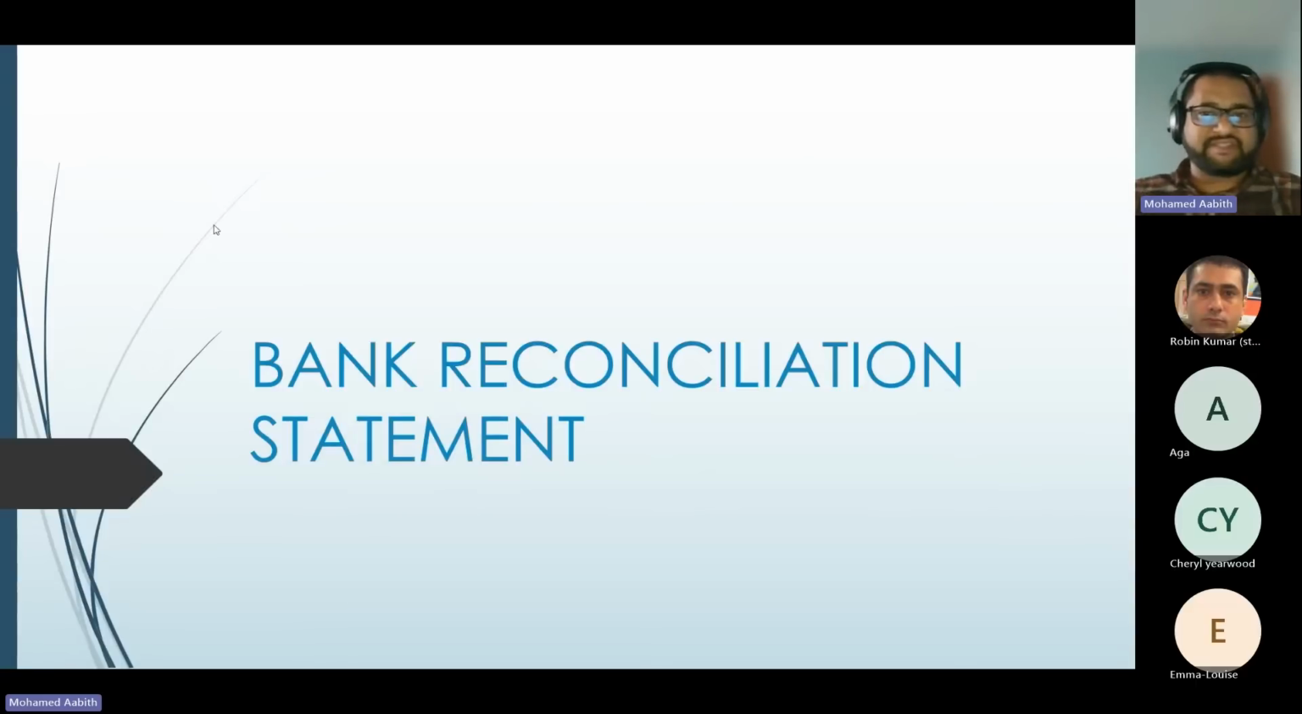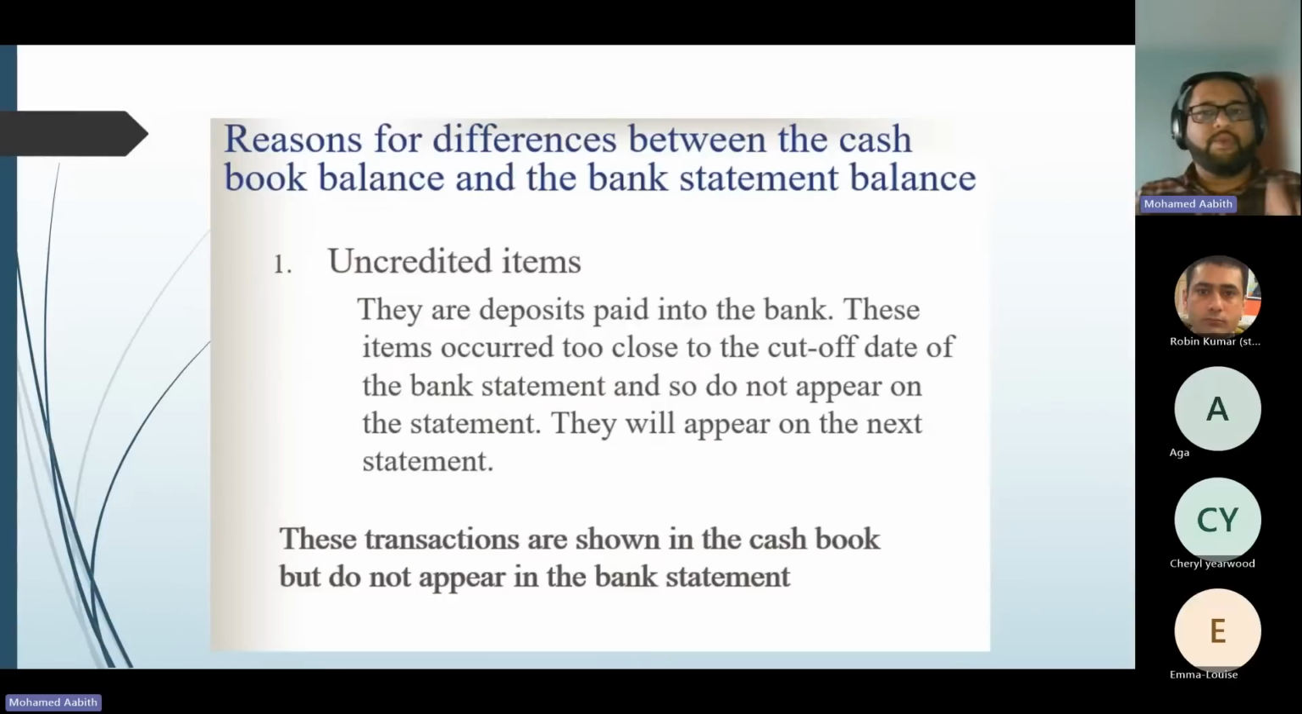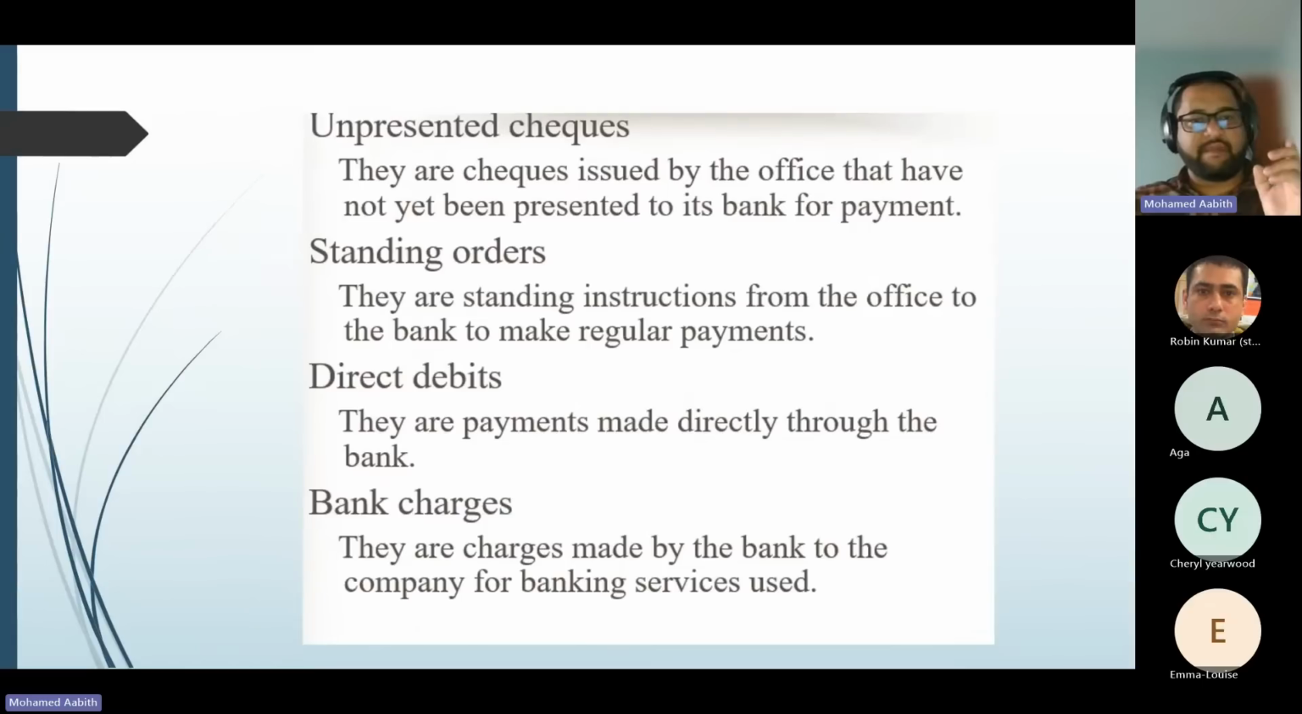So let's see a couple of slides here. Some introduction there. You may be able to pause and look into that in a minute. We have uncredited items, which have been paid in but are not shown in my bank statement yet. These will appear on the next statement. And then also unpresented checks. These are the checks issued by the office that have not been presented to the bank for payment. That means your suppliers haven't used them.